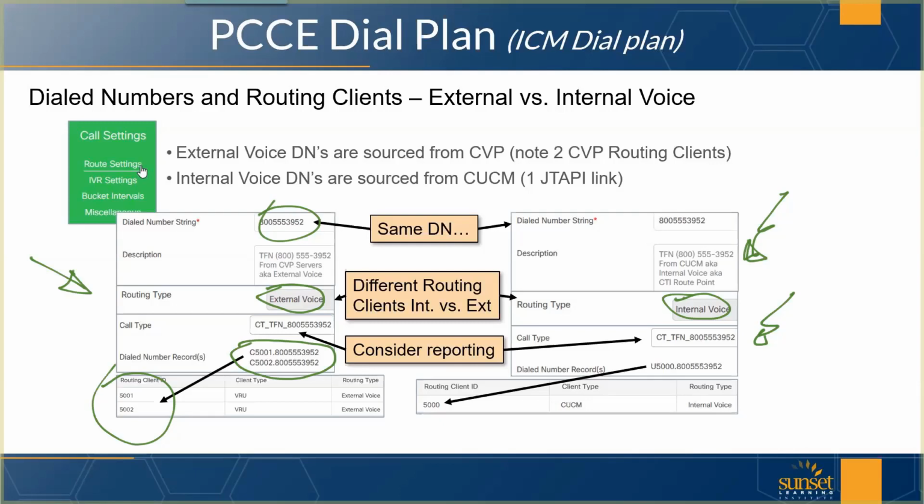In a similar way, the dial number record here for our call manager is assigned to one routing client, U5000. Now, why only one? Don't we have a publisher and don't we have several subscribers? The answer is yes, we do. But this is referred to as one cluster and therefore one routing client. Again, the routing client ID for that call manager cluster, we can determine from the inventory part of the SPOG as being 5000.